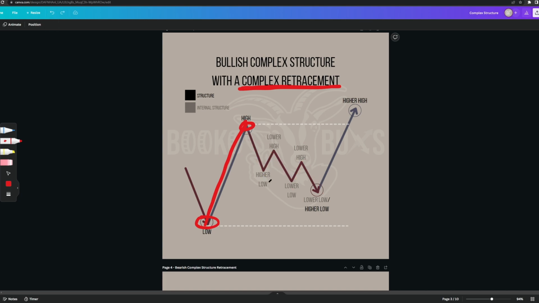And as we know by our rules, all these are internal structure points represented by this color. And we understand that this right here was an internal lower low at one point, because again, we don't know if it's a true structure higher low until the higher high is made. And once the higher high is made, we have to look back and say, okay, what is the lowest point of the entire retracement move? Well, this is the lowest point. So this has to be the structure higher low. So what I'm trying to illustrate to you here is that the reason why this is complex structure, and specifically complex retracement, is because the retracement is the complex part of it.